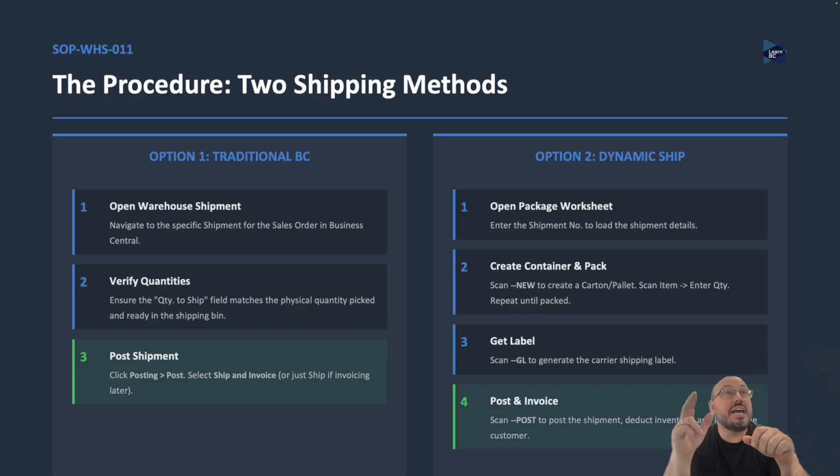Step 2, we have to containerize the package. So that means we say we're using a box 1, box 2, box 3, depending on the sizes, or a pallet. And in this example today, I'm going to just use a simple pallet. Pallet, item, quantity. So box, item, quantity, all the way through the order until it's packed. Step number 3, we run a command called get label. It gives you the carrier shipping label, which should be pretty automated. And step number 4, we just type post and it posts the invoice and ships the order.